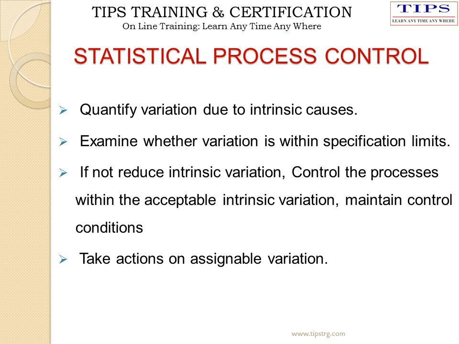Statistical process control quantifies the variation due to intrinsic causes. It examines whether the variation is within specification limits. If not, reduce the intrinsic variation. Control the process within an acceptable intrinsic variation. Maintain the control conditions and take the actions on assignable variations.